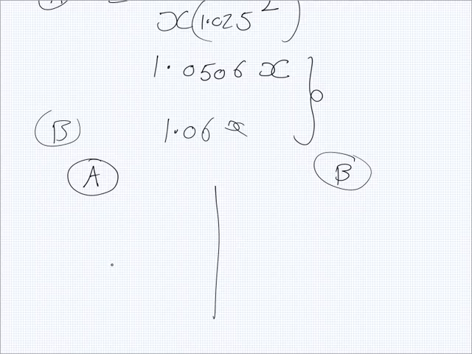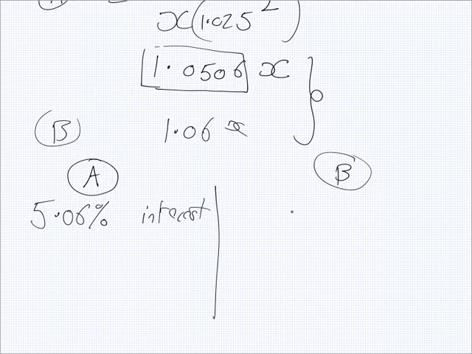Right, Bank A, after 1 year, they have given you 1.0506. So you have an extra about 5%. In fact, how much extra do you have? You have 5.06% interest. And in Bank B, it's 6%. Is this APR or AER? No, this one is AER because this is how much you have after 1 year. It's like the real rate.